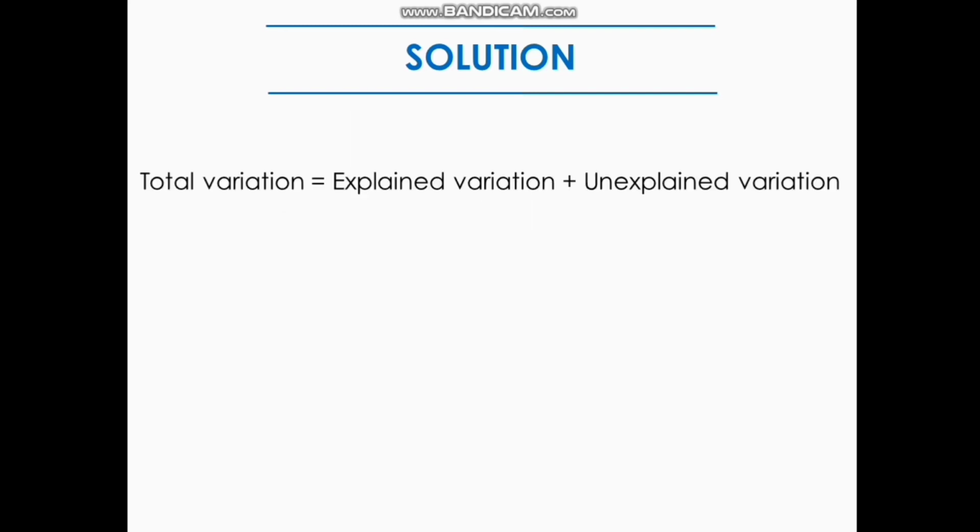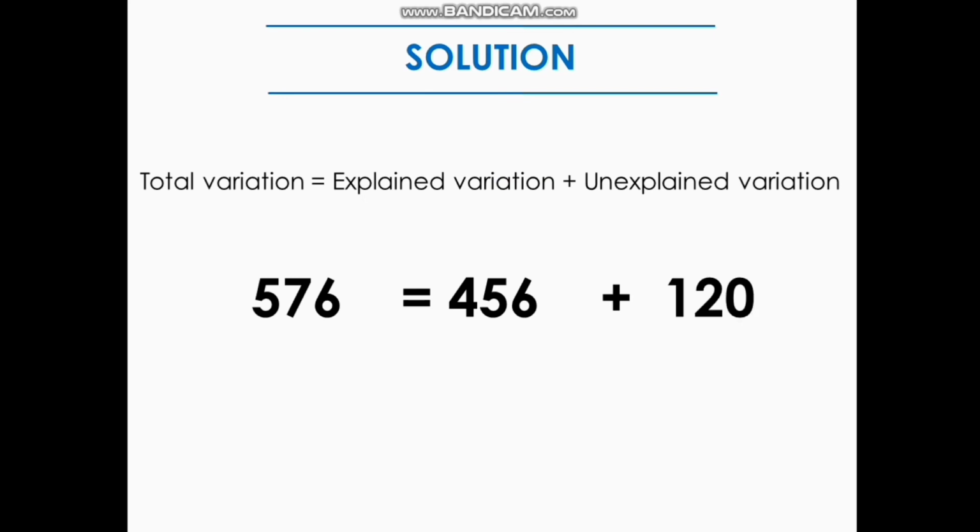Then let's check if our computed variations are correct. So our computed total variation is equal to 576, explained variation is equal to 456, and unexplained variation is equal to 120. So 456 plus 120 is equal to 576, which is also equal to our total variation. So it means that our computed total, explained, and unexplained variations are correct.